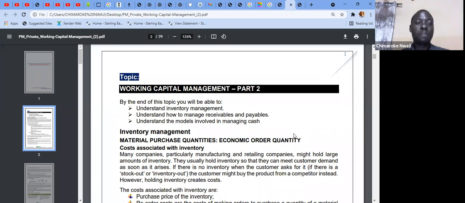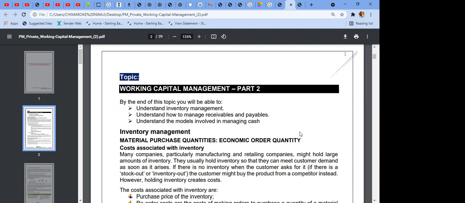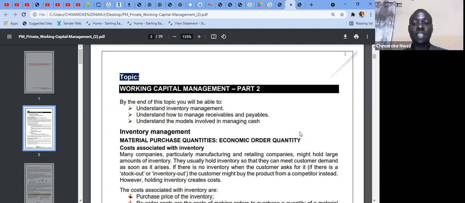If you recall, in part 1 of working capital management, we looked at something called the working capital cycle. And the working capital element, we looked at the cash operating cycle. We looked at some of the ratios that are used in calculating working capital. Then we looked at something called overtrading.